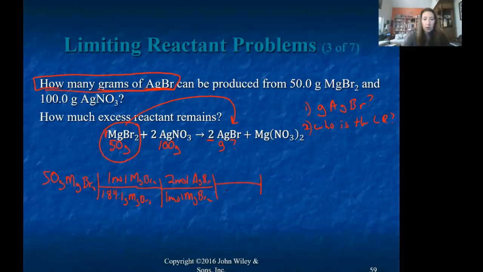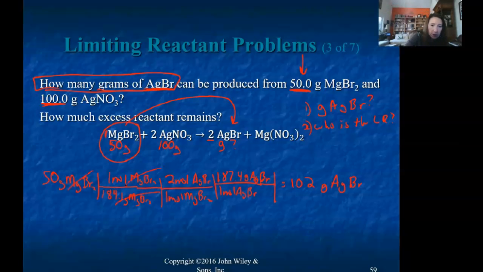And then again, we're going to go to grams. 1 mole of AgBr, and the molar mass is about 187.4-ish grams of AgBr. So I got about and around 102 grams of AgBr. Now if we look at our sig figs, 3 sig figs, 4 sig figs, our answers are all going to have 3 sig figs, right? It's going to be the least amount. Okay, so that's the first piece we did.